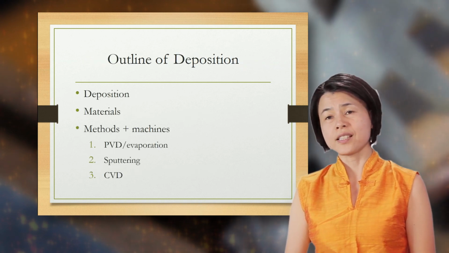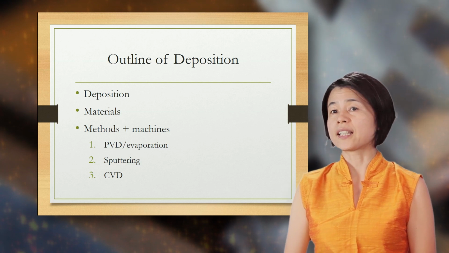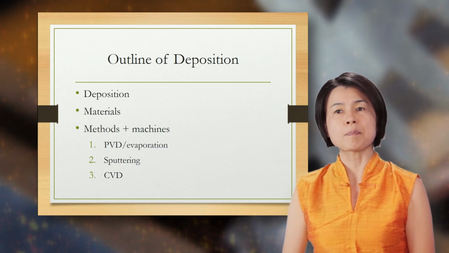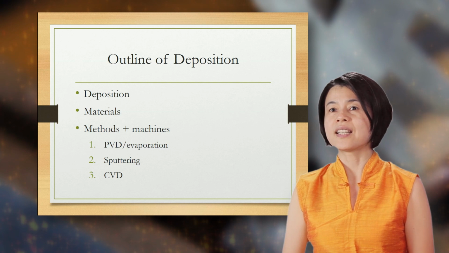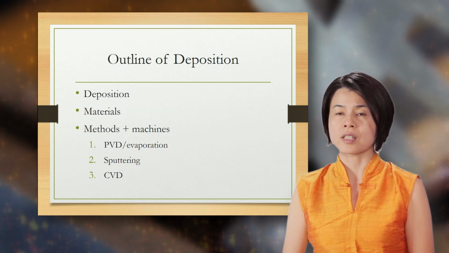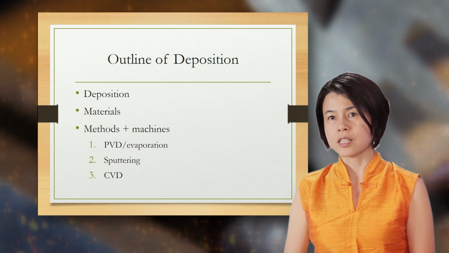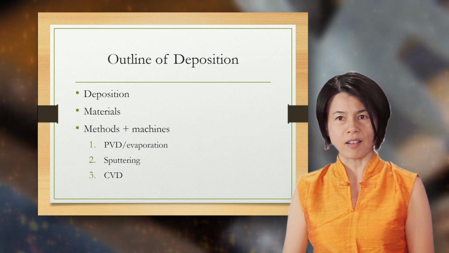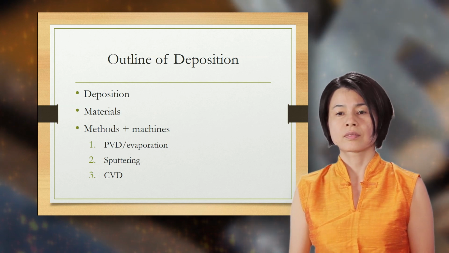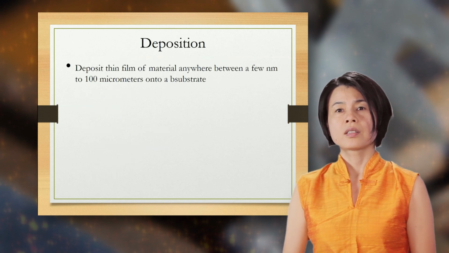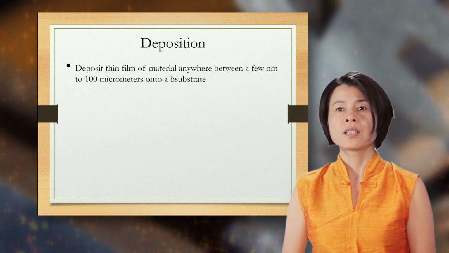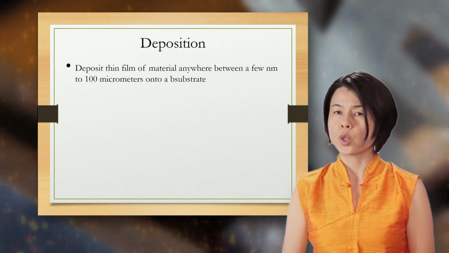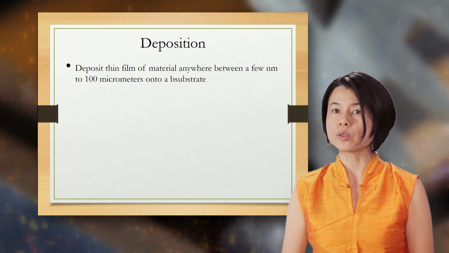This is the outline for this section. First of all, let me start by the definition of deposition. Next, I will talk about what materials can be deposited at the microscale. Then let's take a moment to look at a few machines, PVD or evaporation, sputtering, and CVD. Alright, let's move on to the first part, definition. Deposition, what does that mean? Deposit thin films of material anywhere between a few nanometers to 100 micrometers onto a substrate.